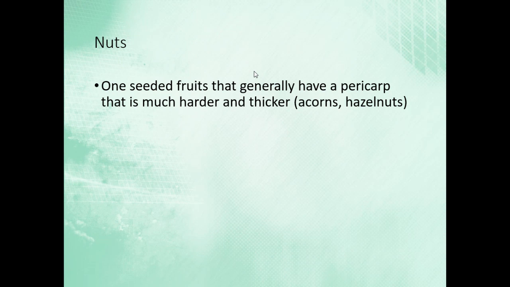Nuts. The next part, it's a one-seeded fruit that generally has a pericarp that is much harder and thicker, such as an acorn or a hazelnut.